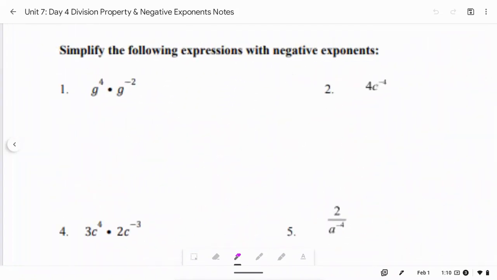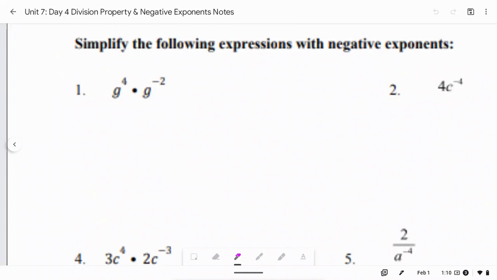Starting with problem number 1, this is a multiplication problem. So we're just going to add the exponents to get g to the 2nd power. And this would be our final answer.